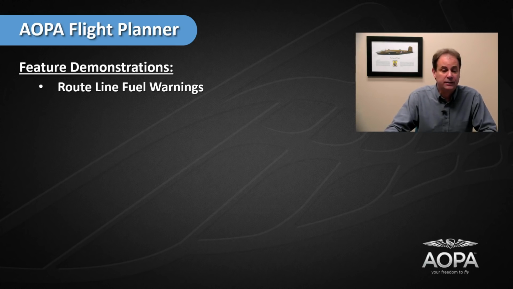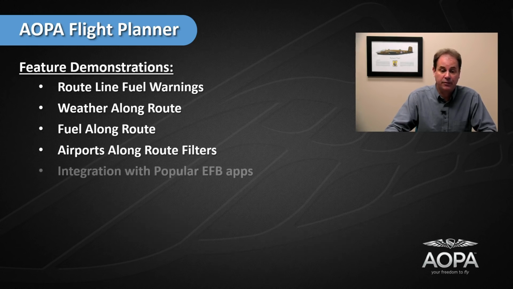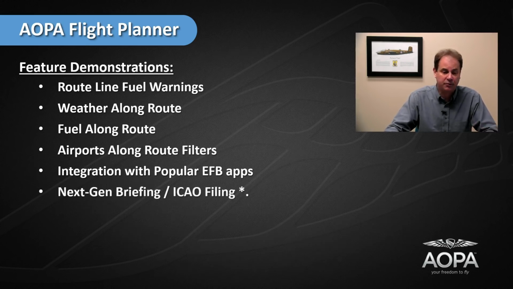Route line fuel warnings. Weather along route, a very popular feature we introduced at Oshkosh last year in 2016. Fuel along route, and that works very well with the airports along route filters, another unique feature that the AOPA Flight Planner has. We're going to look at how it integrates with several, there's actually 5 different EFB apps that the AOPA Flight Planner is currently integrated with. AOPA Go is integrated with these EFB apps as well, I always leave that out, and we're not going to demonstrate that, but it's pretty straightforward.